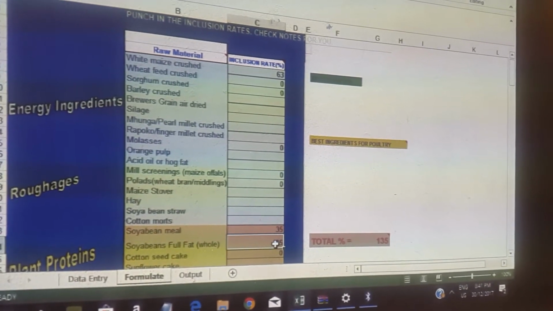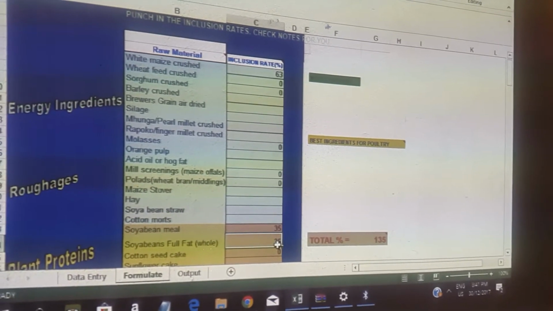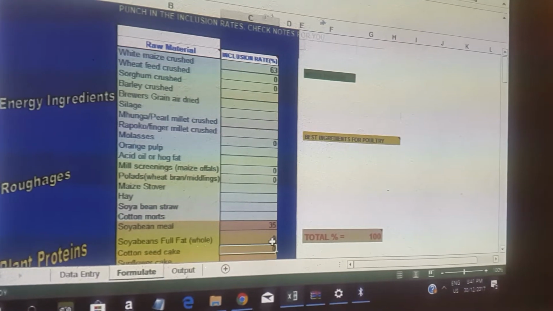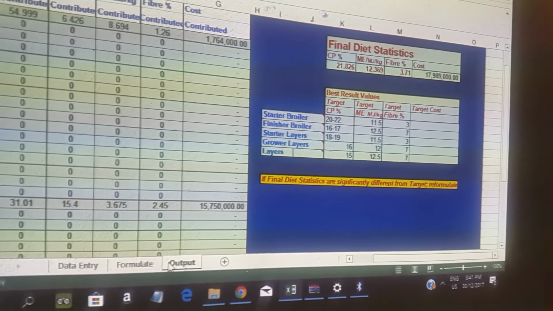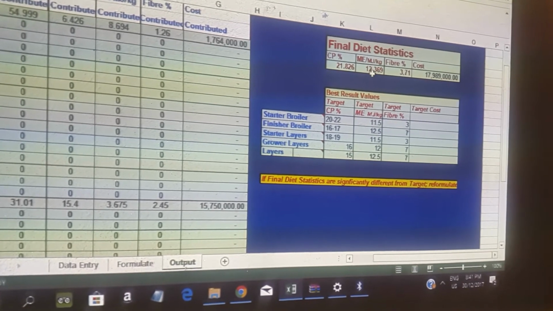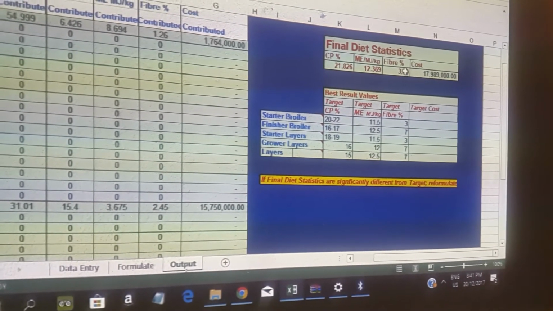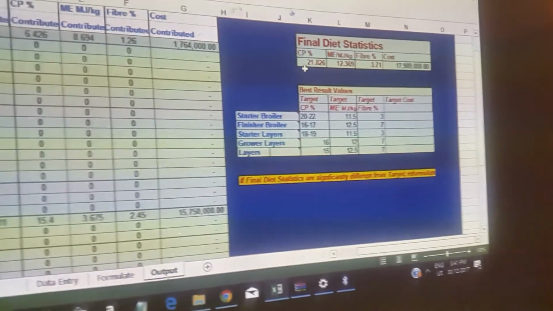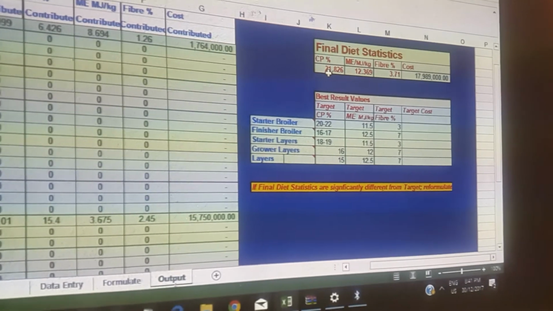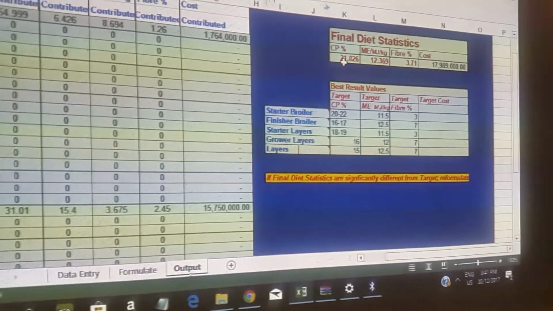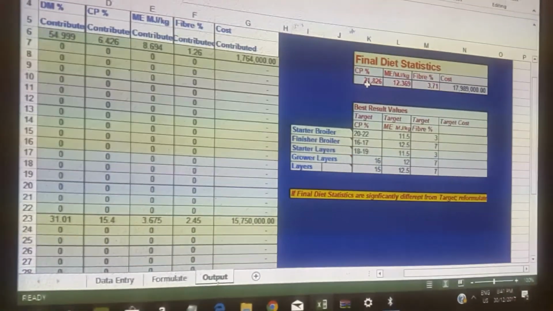and 0 there. What will have happened? Let's just see the difference. You can see the energy there, it has gone down. The fiber, it's around 3.7. The crude protein, it's around 21, which is still in an acceptable range. So basically, that is how you do it.